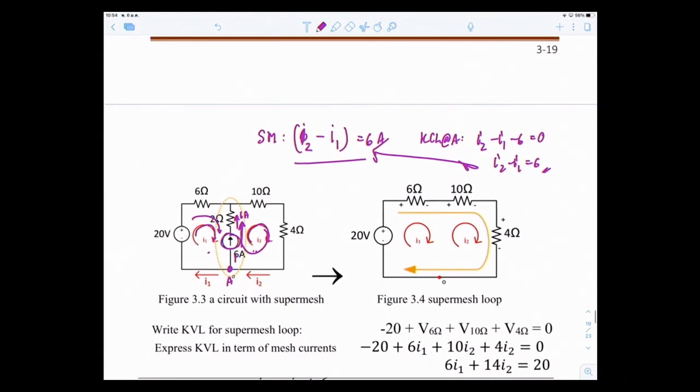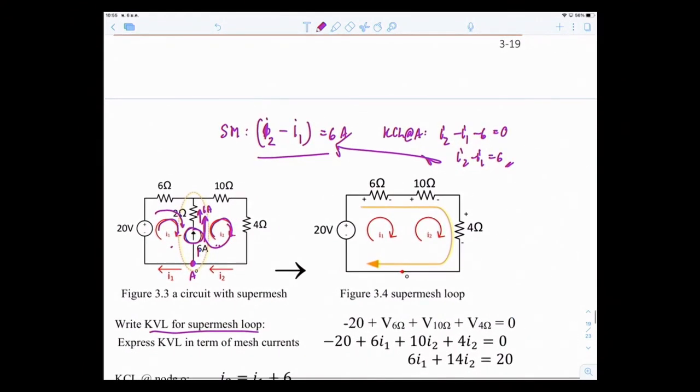So there's no reason to write both KVL for I1 and I2; we write down the super mesh equation. So we write a KVL for the super mesh. The currents I1 and I2 are still there. I1 still passes through 6 ohms, I2 still passes through 10 ohms and 4 ohms. But the way we write KVL, we take the big loop, the super mesh loop, the yellow loop. So minus 20, plus V across 6 ohms, plus V across 10 ohms, plus V across 4 ohms equal to 0.